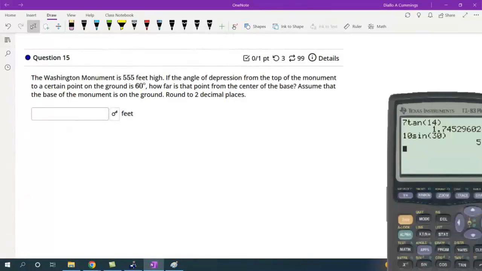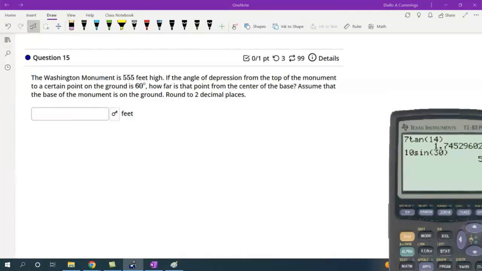Here we're given a Washington Monument example. It says a Washington Monument is 555 feet high. If the angle of depression from the top of the monument to a certain point on the ground is 60 degrees, how far is that point from the center to the base? Assume the base of the monument is on the ground, round to 2 decimals.